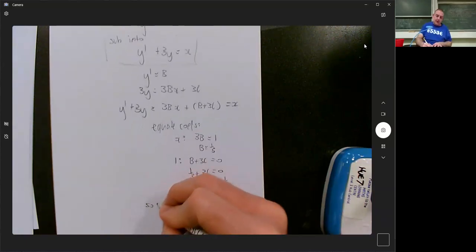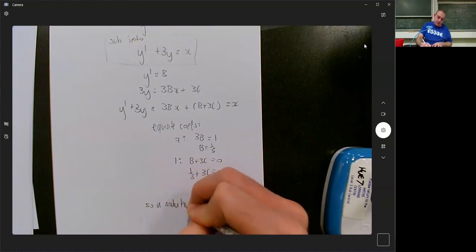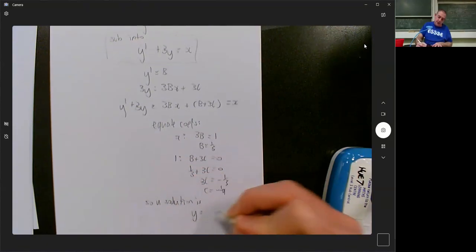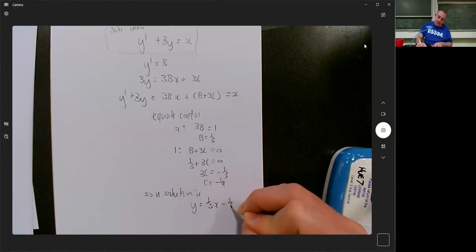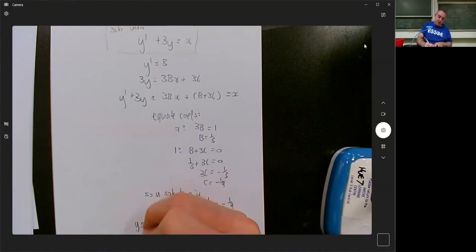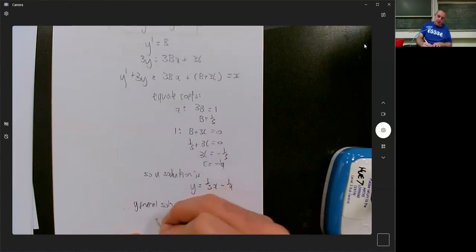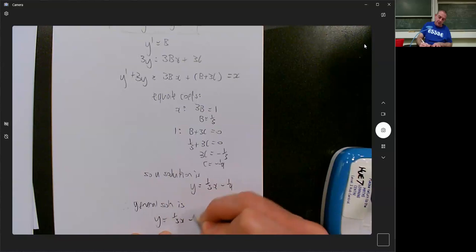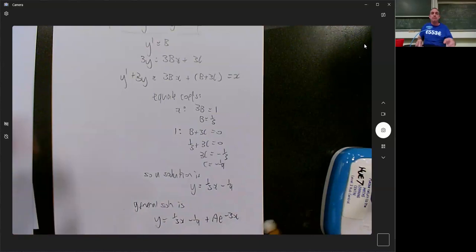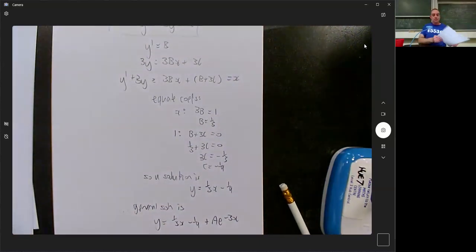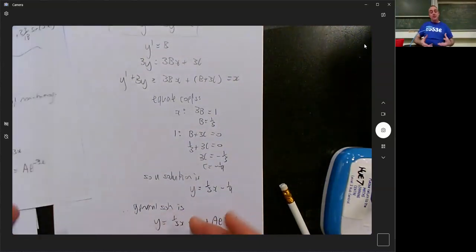And so a solution is y is 1/3 x minus a ninth, and so therefore the general solution is y equals 1/3 of x minus a ninth plus a e to the minus 3x. So I could do this by linear constant coefficient methods if I wanted. It's the same process.